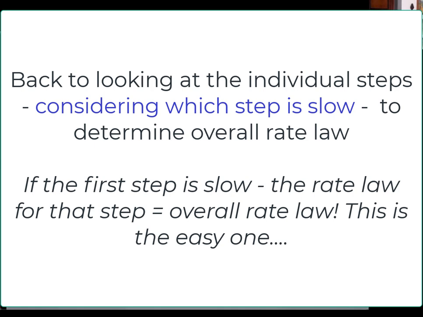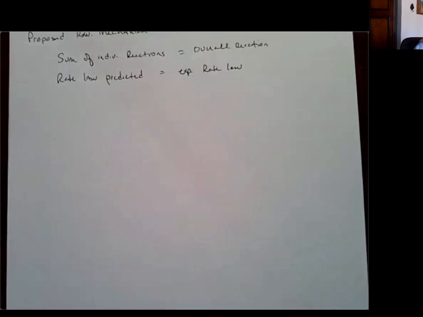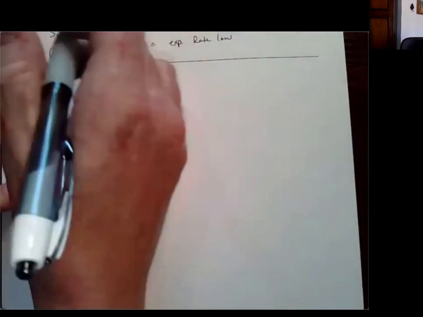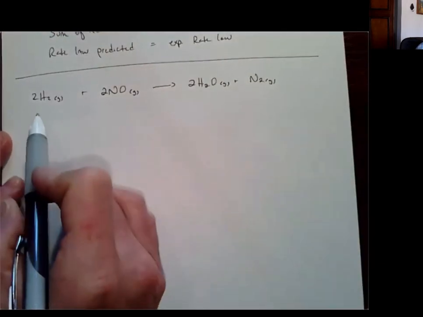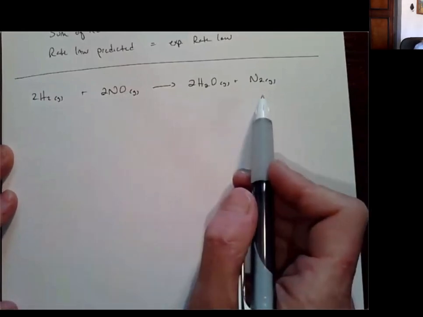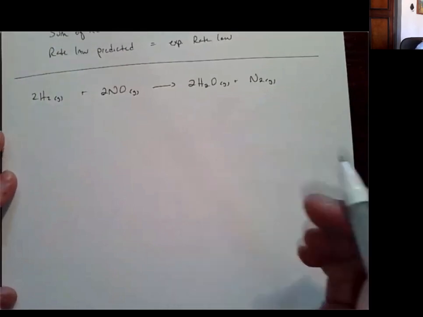So if I have an initial slow step, it's really easy because I can just look at what's happening in that first chemical reaction and go from there. If I have a step that's slow, that's anything other than the first step, now it starts to get a little bit more difficult. So let's consider a scenario where my first step isn't slow. So here I have hydrogen gas reacting with nitrogen monoxide to form water and nitrogen gas. And this occurs in 3 steps. So this is a 3-step mechanism.